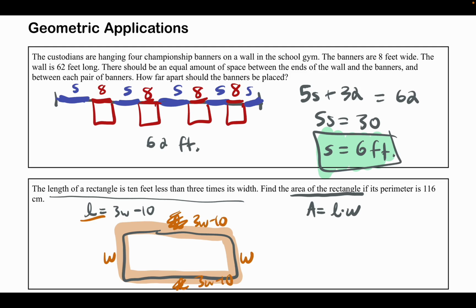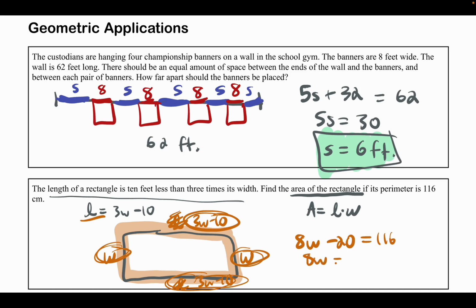And so then if we add up all 4 of these side lengths, that's going to be equivalent to a perimeter of 116 centimeters. Now, if we generate an expression for 3w minus 10 plus w plus 3w minus 10 plus w, we will obtain the expression 8w minus 20, and then that has to be equivalent to 116 centimeters. Then we can solve that to find w, or in other words, the width of the rectangle.